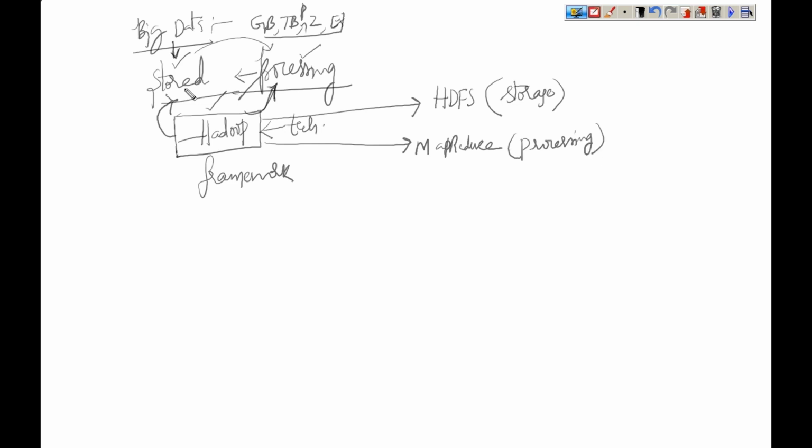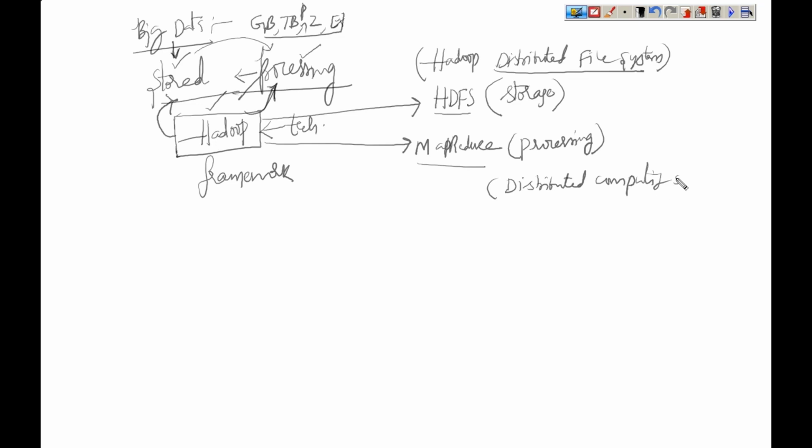So what is our target here? The data has to be stored and processed. Hadoop is the platform that I told you about. In this, a component called HDFS is used for storage of data, and MapReduce is used for processing of data. HDFS stands for Hadoop Distributed File System. It is a distributed file system, and MapReduce is a distributed computing system. File system distributed, and computing system distributed.